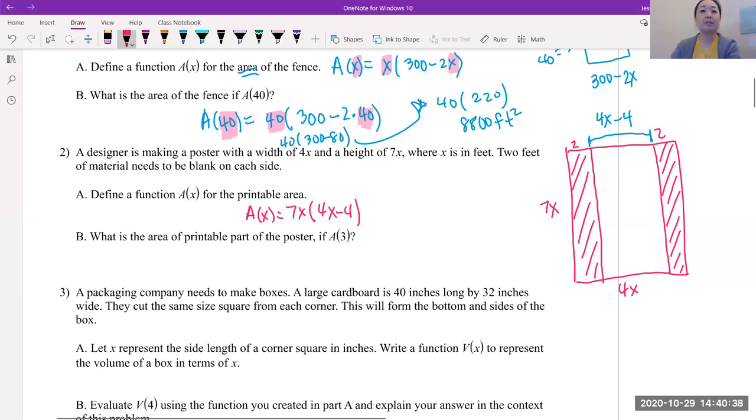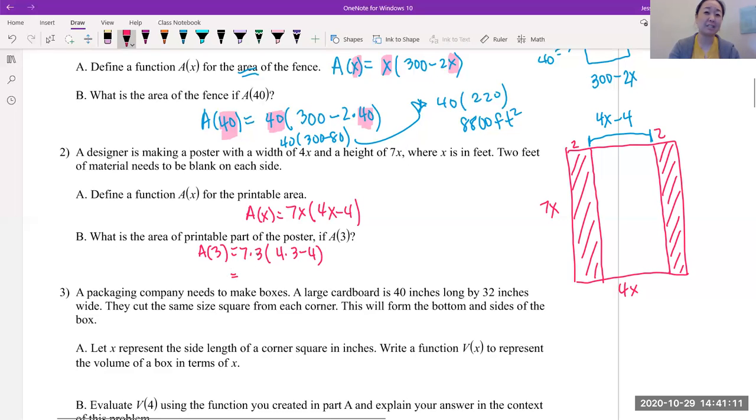All right, and so what we're going to do now, it says for B, what is the area of the printable part of the poster if A of 3, right? So if X is equal to 3, what would be this? What is that actual area then, if we know what X is? So there we go. Where's my mouse? There you are. So we're going to go A of 3 is equal to 7 times 3, 4 times 3 minus 4. Again, wherever I see an X, that's where I'm replacing that with a 3. I'm switching it out.